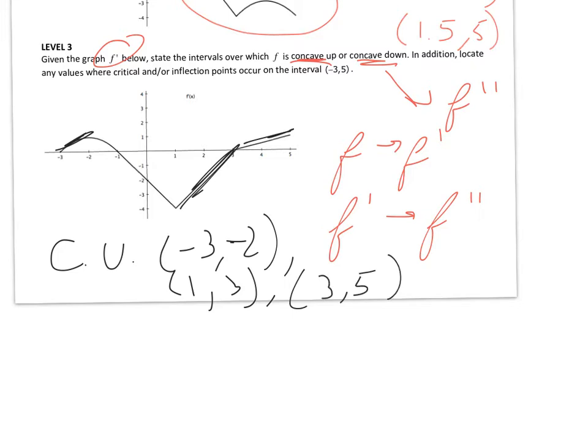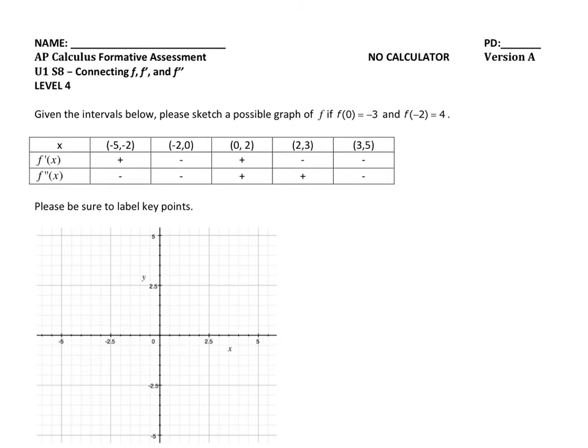Why? Because at 3 I have a corner, and at corners I am not differentiable. And since I'm analyzing f double prime, that is the derivative of f prime. How about where I'm concave down? Well, that'll be wherever I am decreasing. In this case, I am concave down from -2 to 1. And there's my answer.